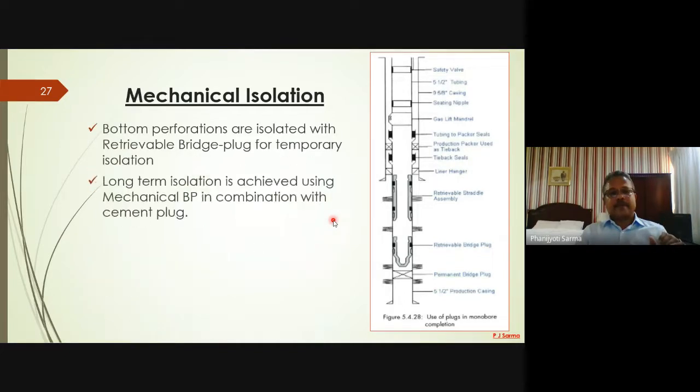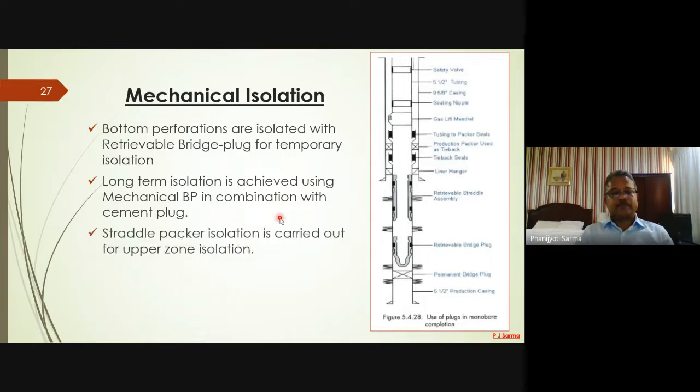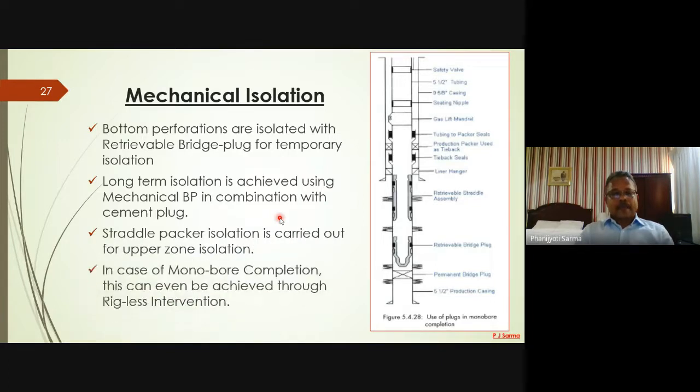Sometimes the upper perforation is getting issues, might be water getting produced or gas breakthrough, because of which the lower completions are not contributing. So this needs to be isolated. This can be isolated with a mechanical bridge plug or straddle packer completion. And in case of monobore completion, this kind of operation can be done with light well intervention. It is not necessary that we need to deploy the rig all the time.